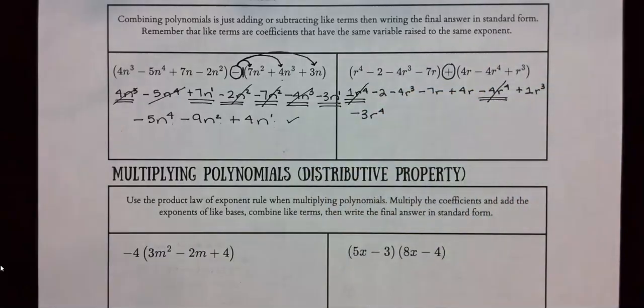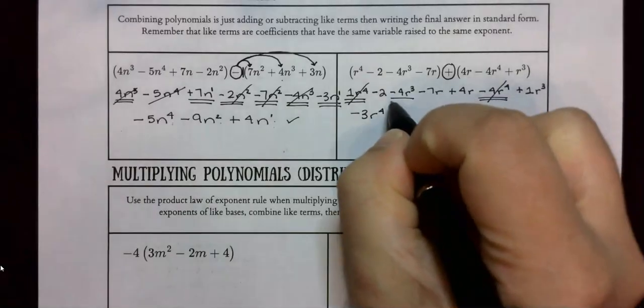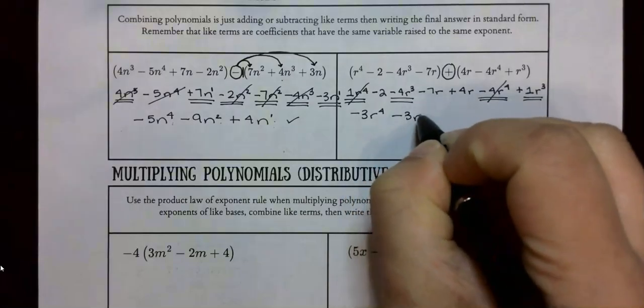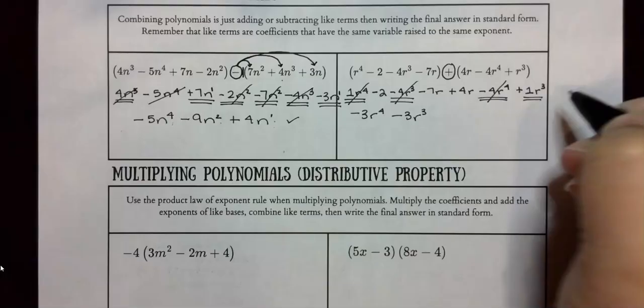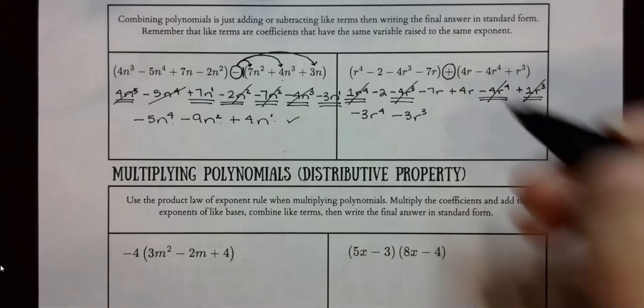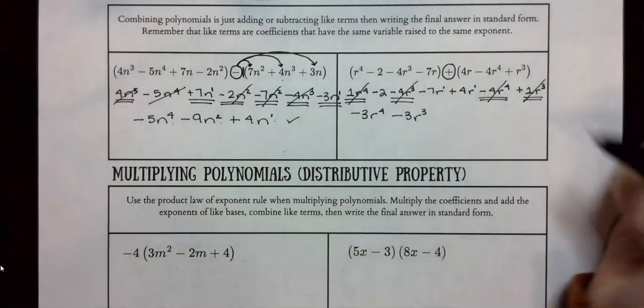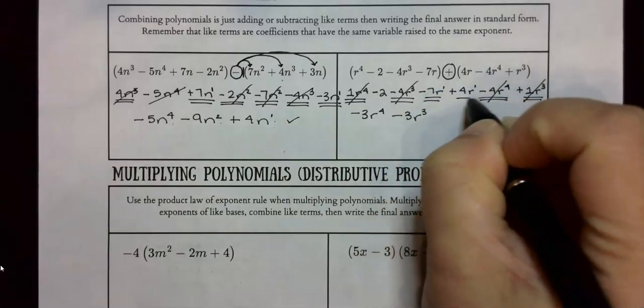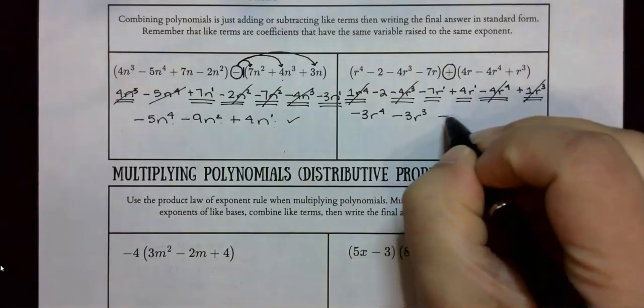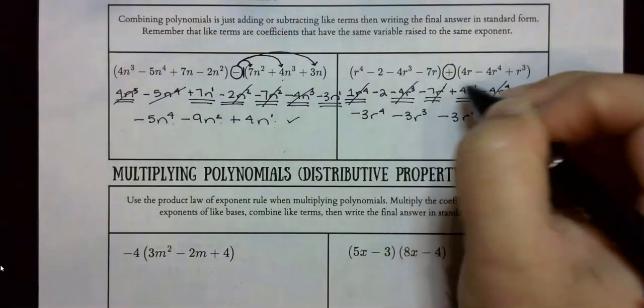Okay, what comes after 4? 3. Negative 4 plus 1. So once again, negative 3r to the 3rd. Because negative 4 plus 1 gives us negative 3. All right, what comes after 3 is 2. I don't have anything that's raised to the second power. So the next one would be just the r's, because the r's are raised to the 1 power. And I do have 2 of those. And so that's negative 7 plus 4. Negative 7 plus 4 gives me negative 3r to the 1 power.